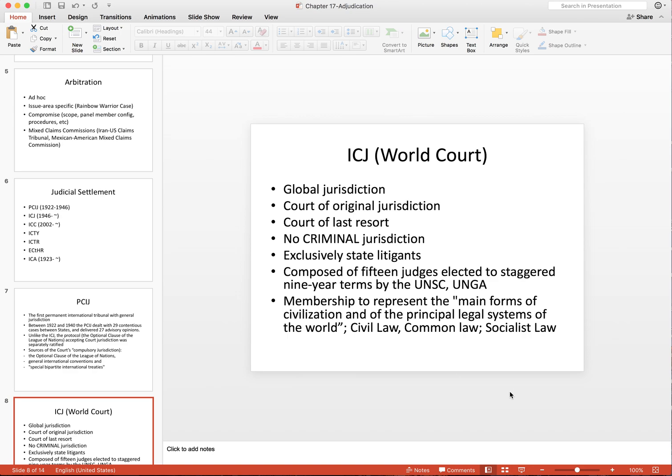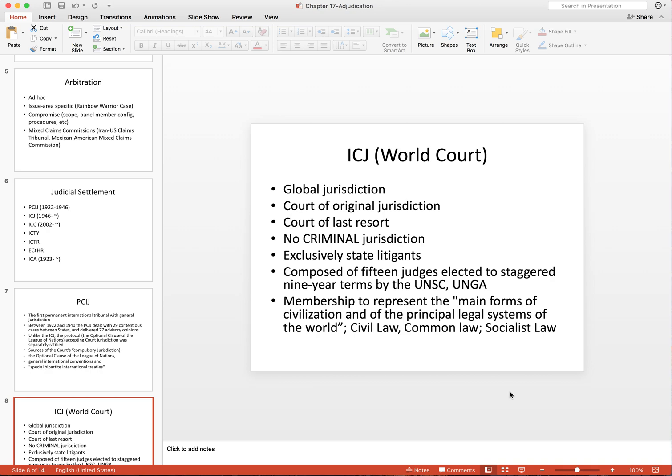Another feature of the ICJ is that it has no criminal jurisdiction, meaning that the International Court of Justice has no jurisdiction to try individuals accused of war crimes or crimes against humanity, which was one of the main limitations and shortcomings of the ICJ. The reason for the lack of criminal jurisdiction is that the ICJ is not a criminal court and it does not have a prosecutor to initiate those criminal proceedings.